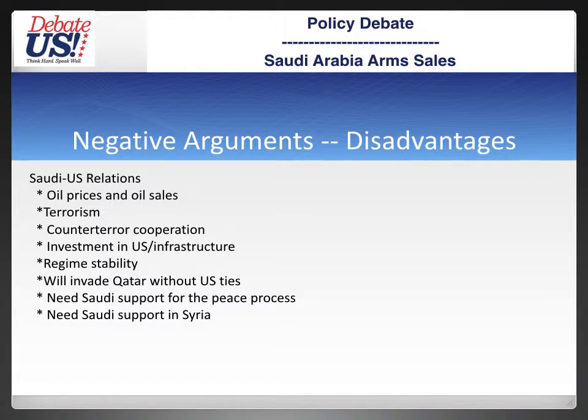Some people say that if the United States did not have this relationship with Saudi Arabia, they would be more aggressive to Qatar. That essentially it's our relations with them that check them from invading Qatar because we tell them not to do that. As I mentioned earlier, we might need Saudi support for the recent initiatives the United States has in the Middle East related to the peace process between Israel and Palestine and other groups in that region.